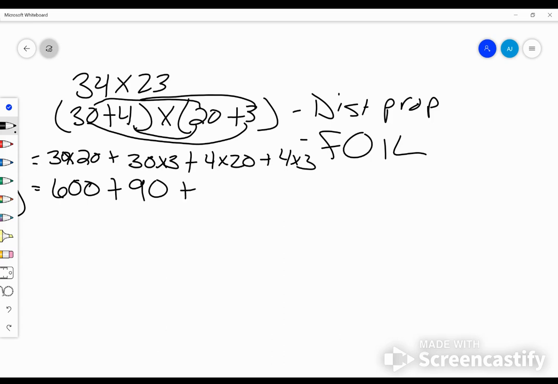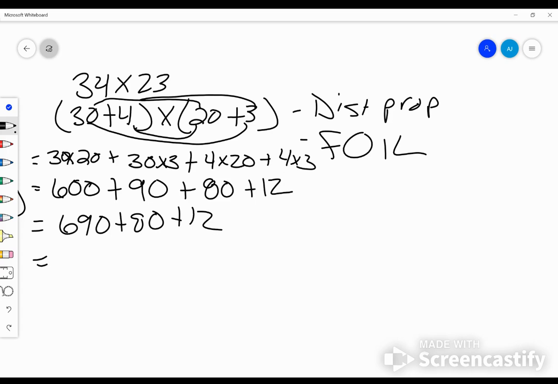Then 4 times 20. Again, we could do 4 times 2 is 8, and then multiply that by 10. We would get 80. And then 4 times 3 is a multiple we know of 12. Then we can start adding these together left to right. So 600 plus 90, we have 690 plus 80 plus 12. 690 plus 80, we have 770.